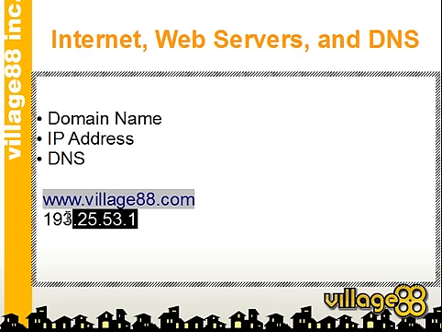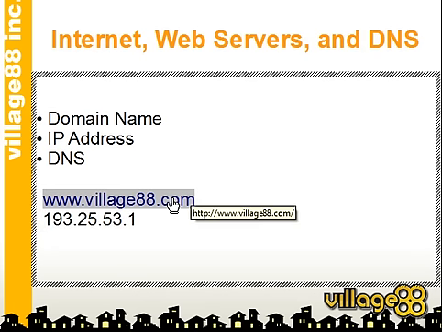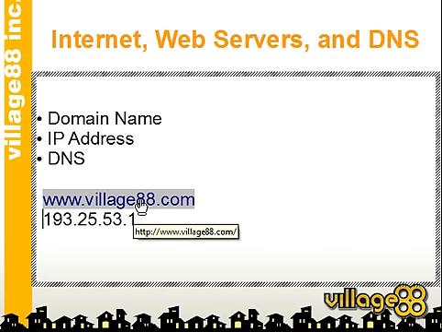Now this computer gets the information and then it processes your request. So it seems like they know that you were wanting the main page of village88, so they get that information and then send that back, and that's what you see on your website. So it's pretty straightforward, and it's really nothing more complicated than that.